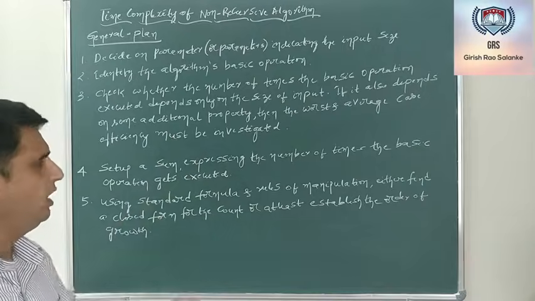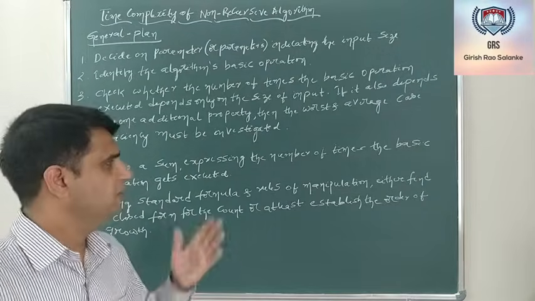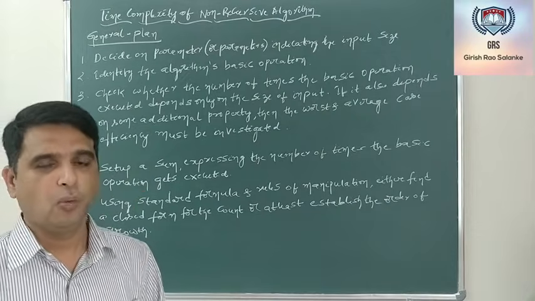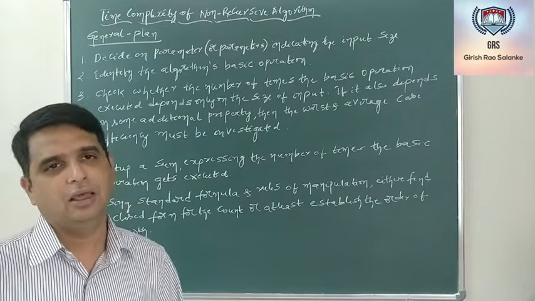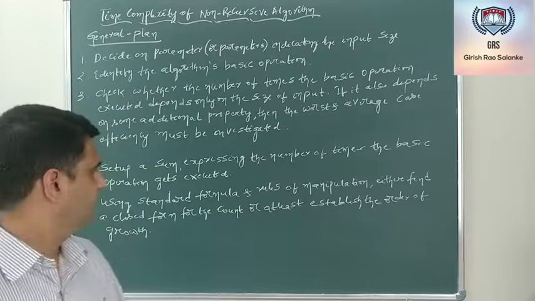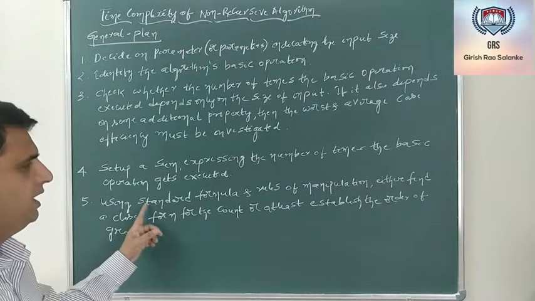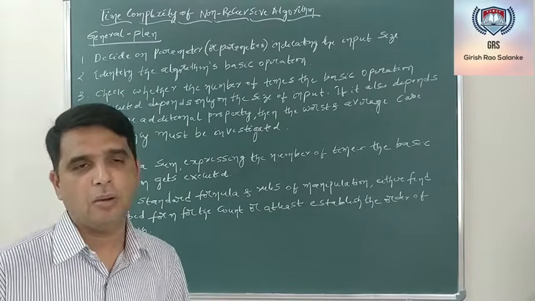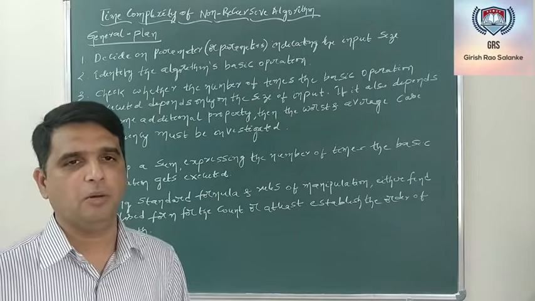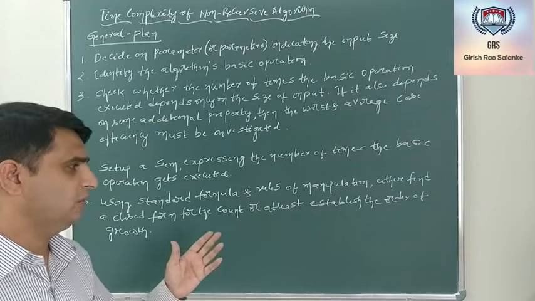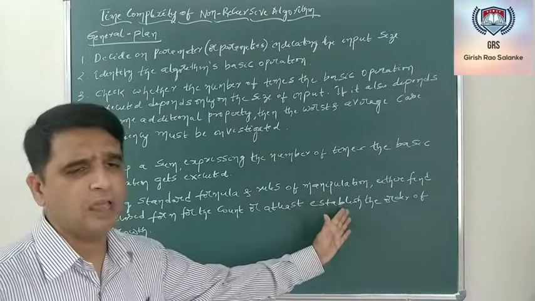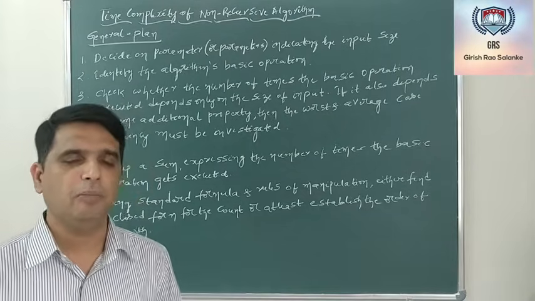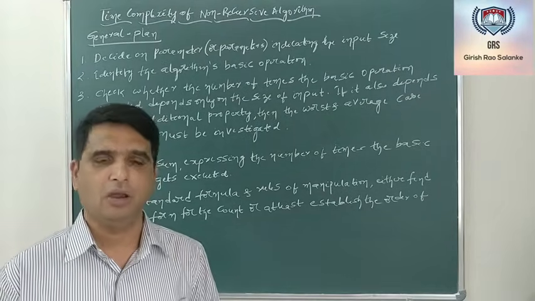The fourth step is we need to set up a sum which expresses how many times the basic operation gets executed. Once we come up with a mathematical equation, the last step is to use standard formulas and rules of manipulation. We should either find a closed form for how many times the basic operation gets executed, or we should at least establish the order of growth. So this is how we find the time complexity of a non-recursive algorithm.